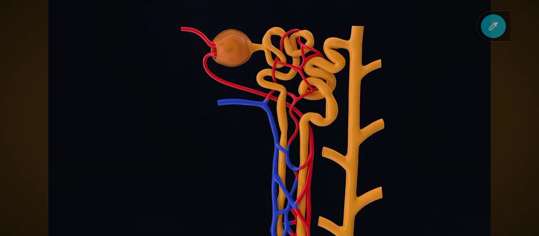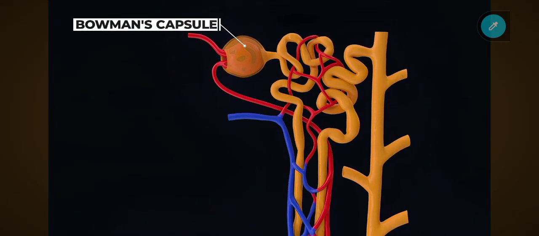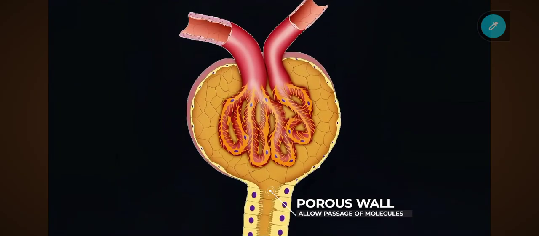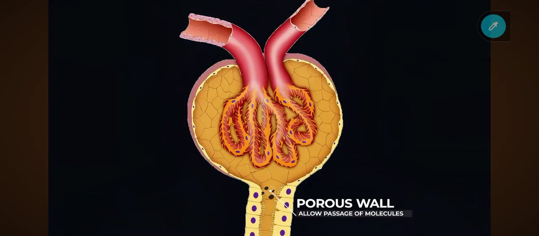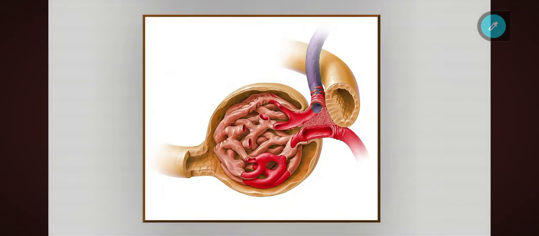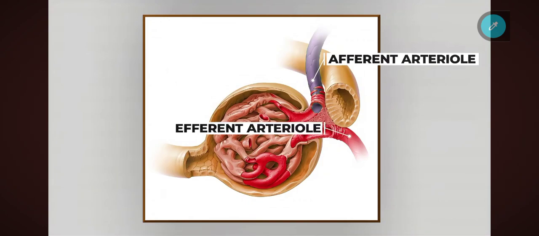The nephron's structure starts with the Bowman's capsule. The Bowman's capsule is a cup-shaped structure in the nephron. Its wall is porous, acting like a sieve to capture waste materials from the blood. Inside the Bowman's capsule, there's a network of capillaries called the glomerulus. The blood vessel that brings blood into the glomerulus is called the afferent arteriole, and the one that takes blood away is called the efferent arteriole.